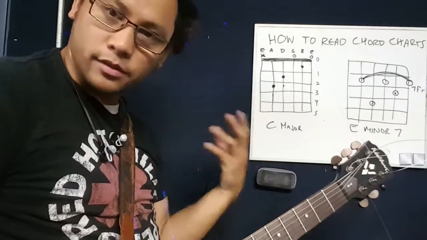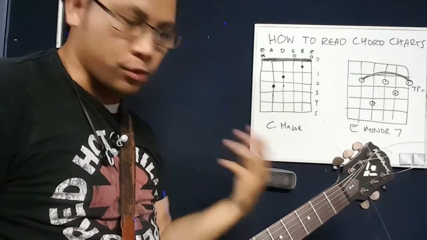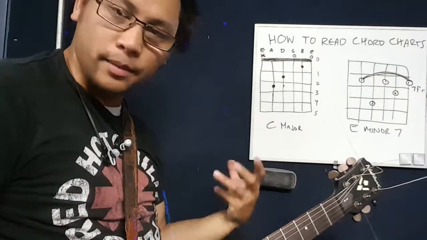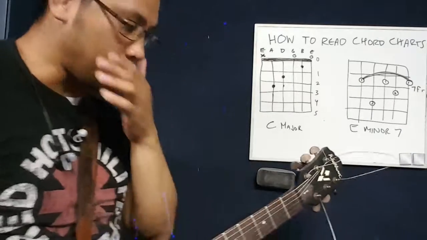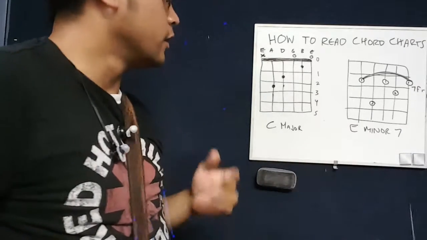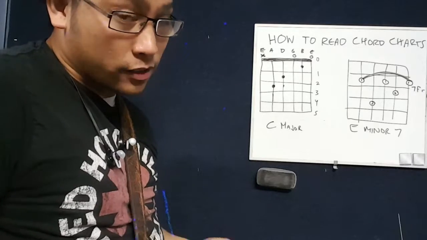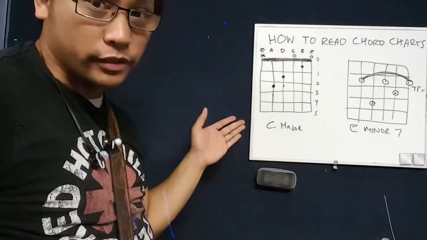A sequence of notes that sounds good in harmony. You learn a couple of different chords, like a C major, a G major, a D, E minor, whatever. This is typically where people start. So in order to do that, the first thing you have to learn is how to read a chord chart.